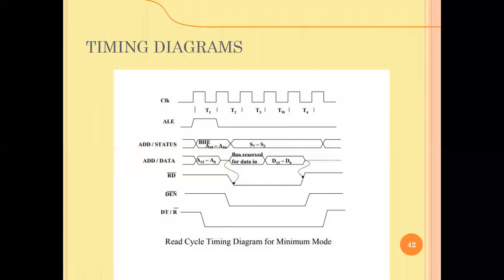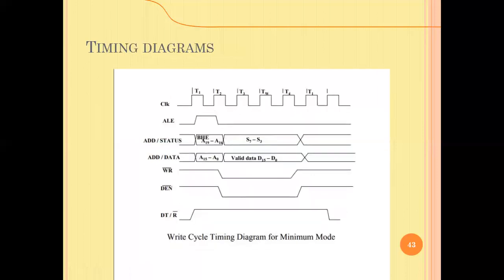So in this way, the data can be read in the cycles from T2 to T4. In T1, the address is there, and in T2 to T4 the data bus is available, and through the data bus, the data can be read by the CPU. So this is the read cycle timing diagram for minimum mode. Similarly, the write cycle timing diagram for minimum mode.